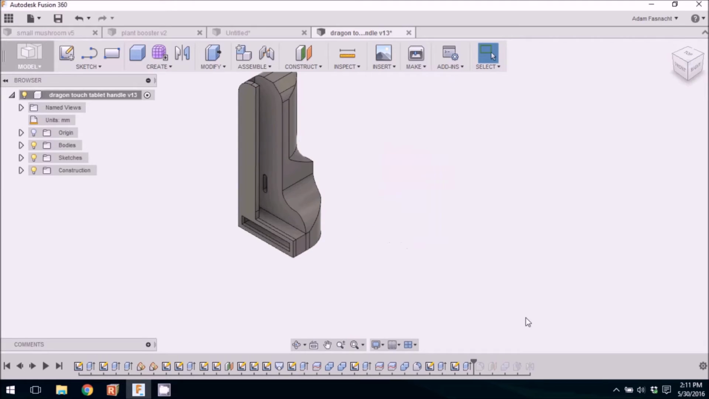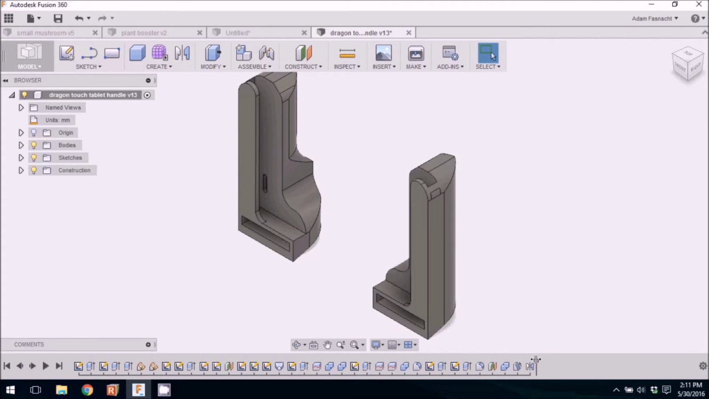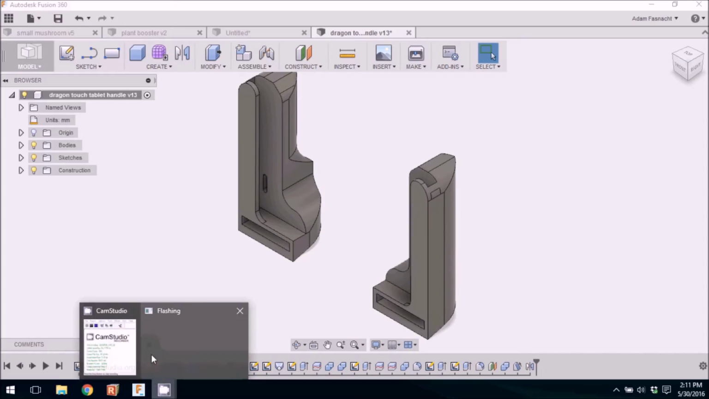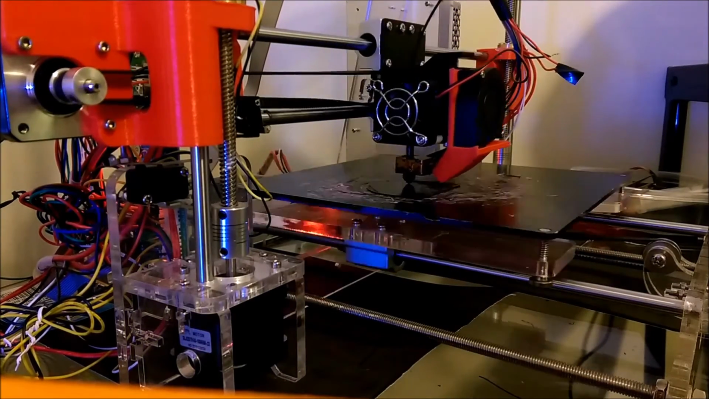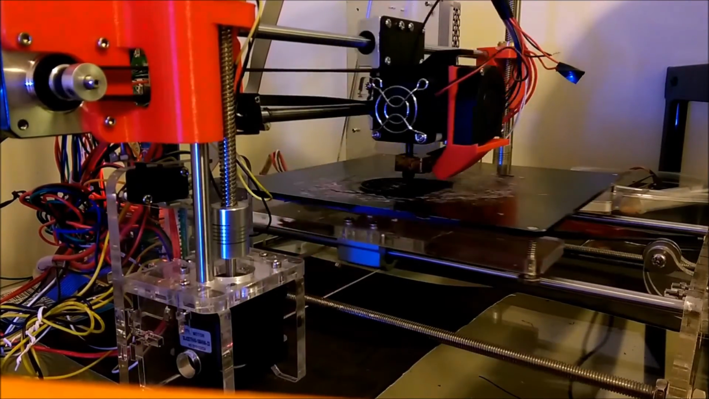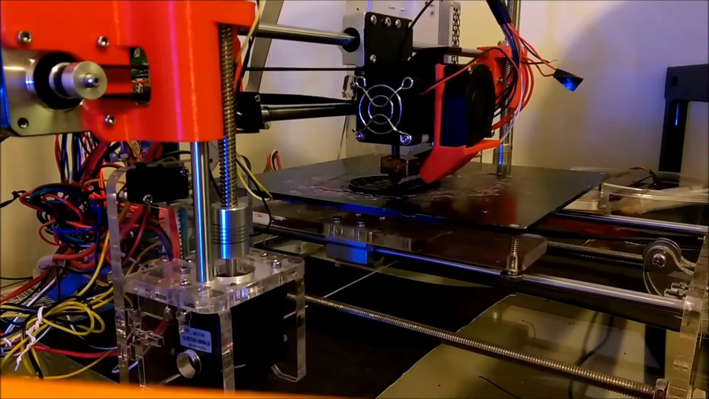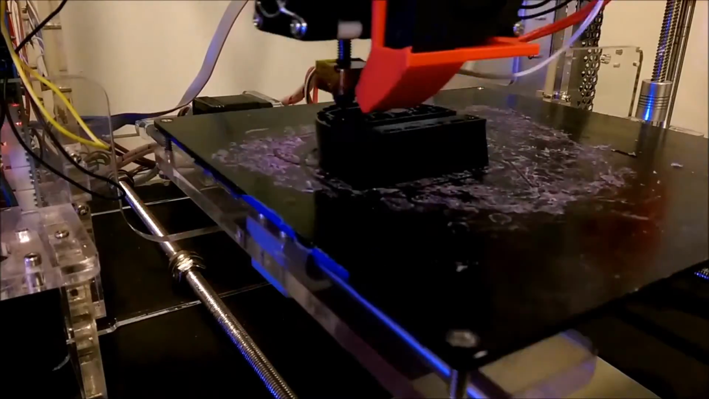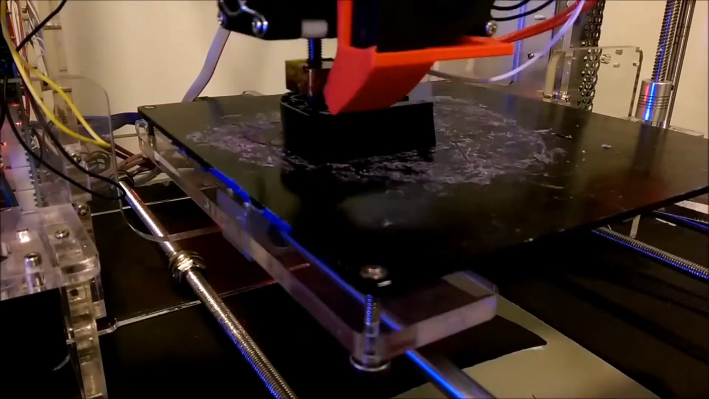This was done by creating a few planes at different angles and creating a loft between the sketches. The rest of the handle was created through a few extrusions in different places, merging the bodies at the end, and then mirroring the final product so that both sides of the tablet could have one. Both handles were printed on my Prusa i3 in black PLA at 200 degrees Celsius.